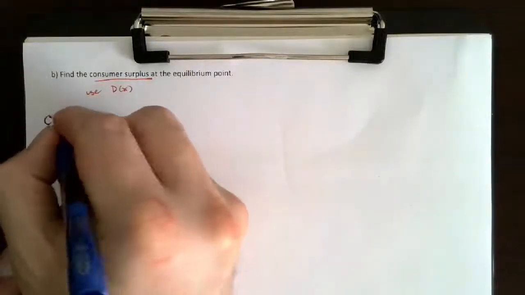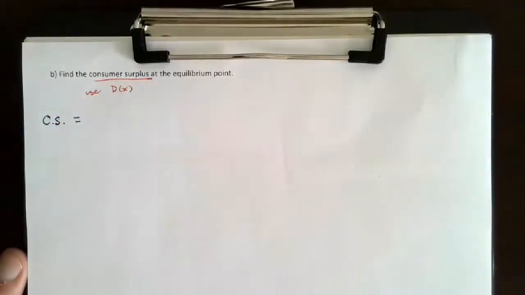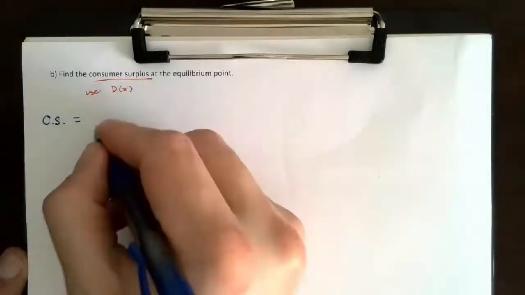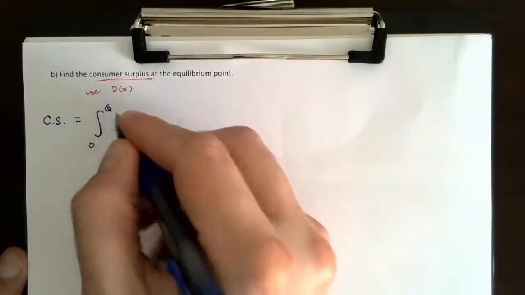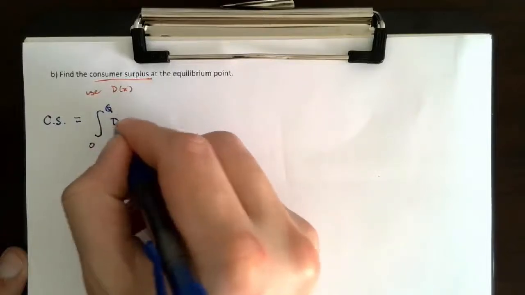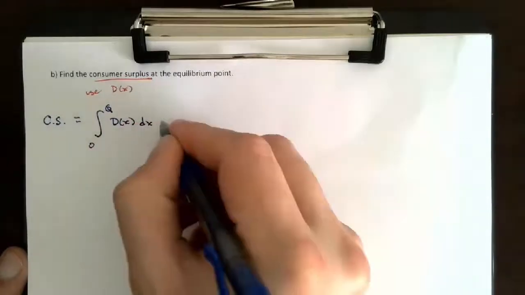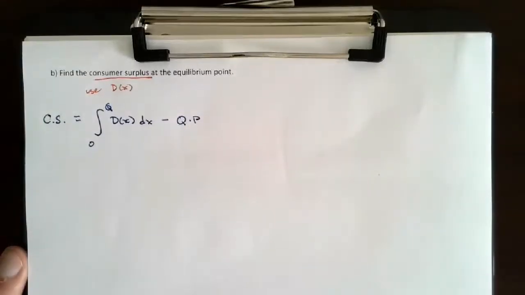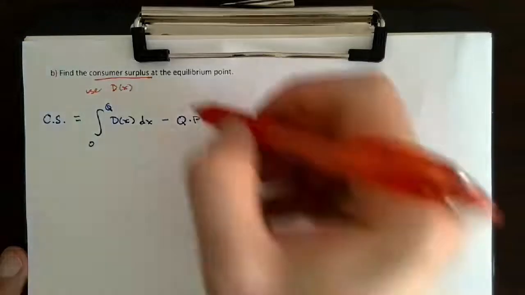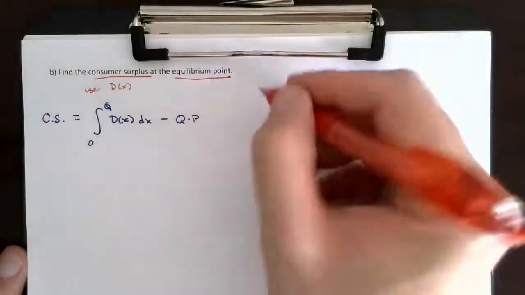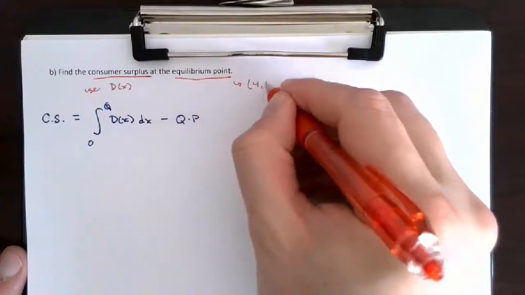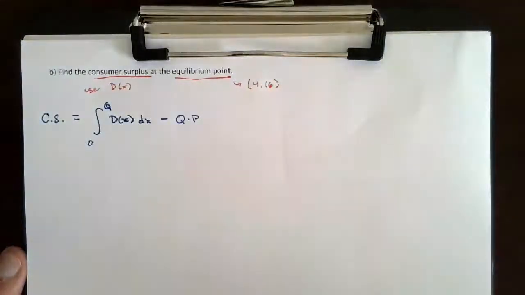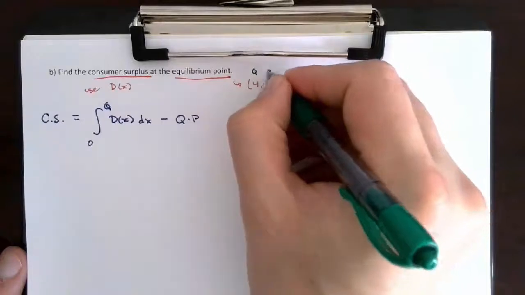And remember, we talked about the formula for it, so we'll write it out here just so you have it again. The formula for the consumer surplus was equal to the integral from 0 to q of d of x dx minus q times p. And what's q and what's p? Well, at the equilibrium point, the one we just found, the 4, 16. Remember, q is always the quantity, p is the price.